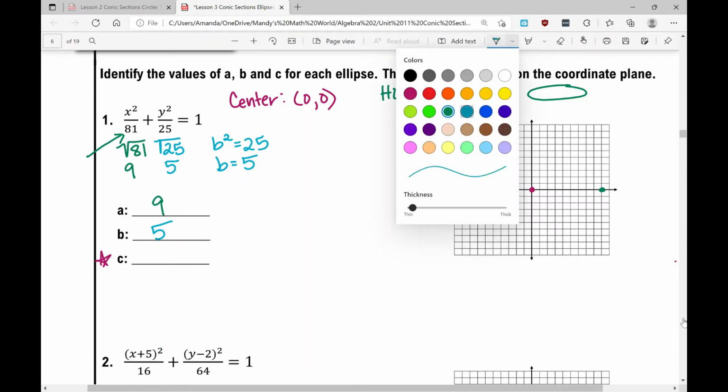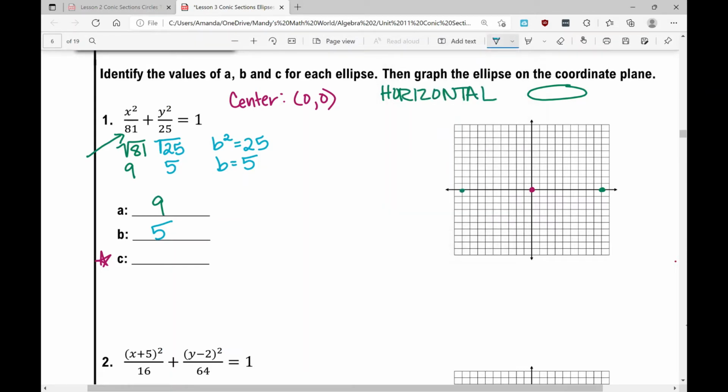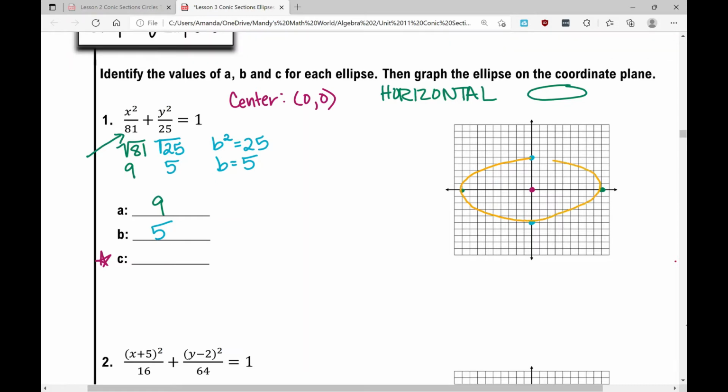And now, if I'm going to graph the B values, this is the distance from the center to the co-vertex, which is 1, 2, 3, 4, 5 units up, and 1, 2, 3, 4, 5 units down. And that's all you need to do to graph an ellipse. There's what it looks like. There's the center, and there's the vertices right here. Here are the vertices, and the co-vertices are the other endpoints on the minor axis.